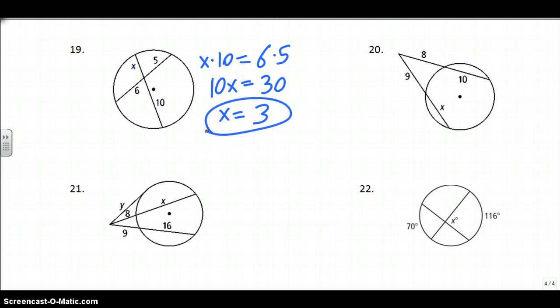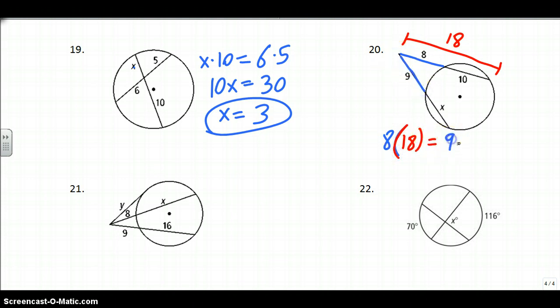Number 20, on the other hand, is case 2. Case 2 is not so simple. I can't just multiply like I did case 1. But basically, you take the part that's outside, which I think we can all agree is 8, times the whole segment. Well, how long is this whole segment? Well, this part's 10, this part's 8, so that's 18. So basically, you're going to take the part that's outside times the whole segment. And that equals the exact same in the other segment.